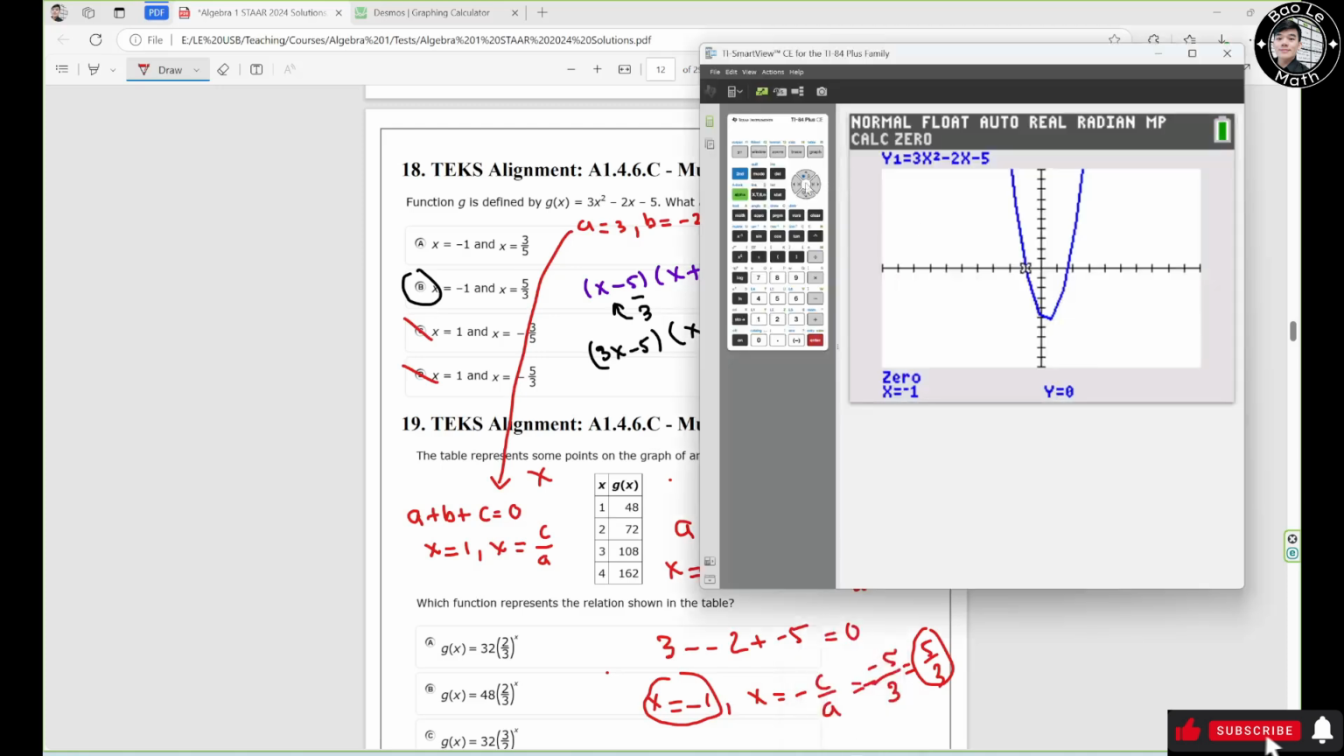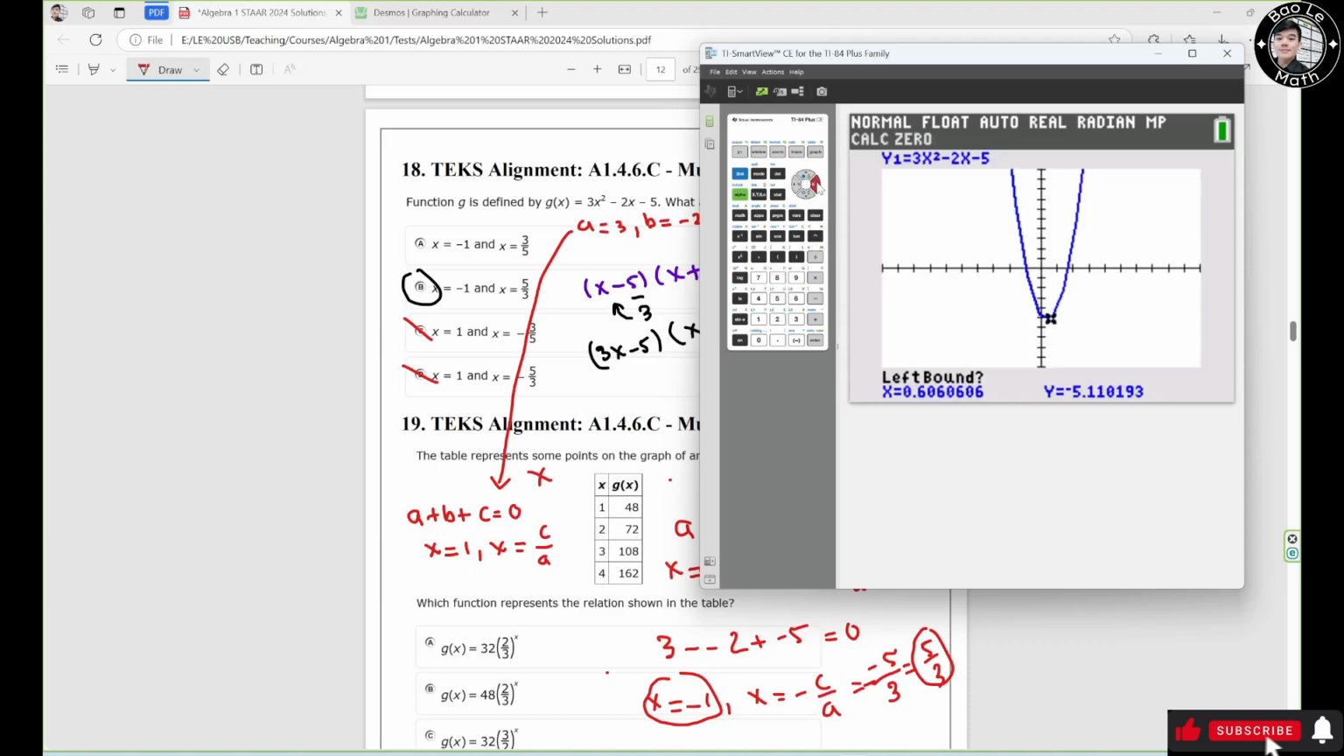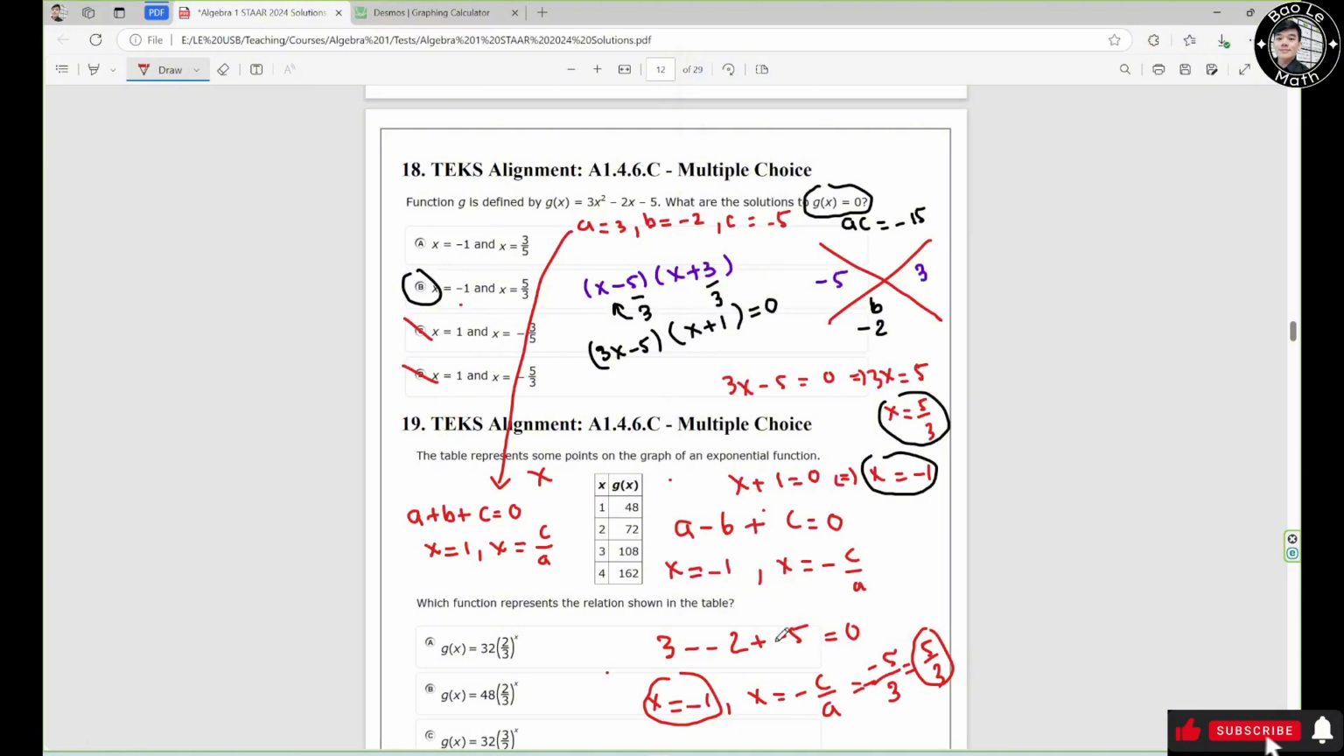Now let's find the second zero. Hit second trace again. Hit number 2, 0. Now move your cursor to the right. Now the 0 right here, the cursor should be on the left, right? Hit enter. And then move your cursor to the right of 0, hit enter. And then move your cursor inside, hit enter. It's gonna be right here. It should be 1.6, which is 5 over 3, right? Y equals to 0, so 5 over 3, so the answer is B.